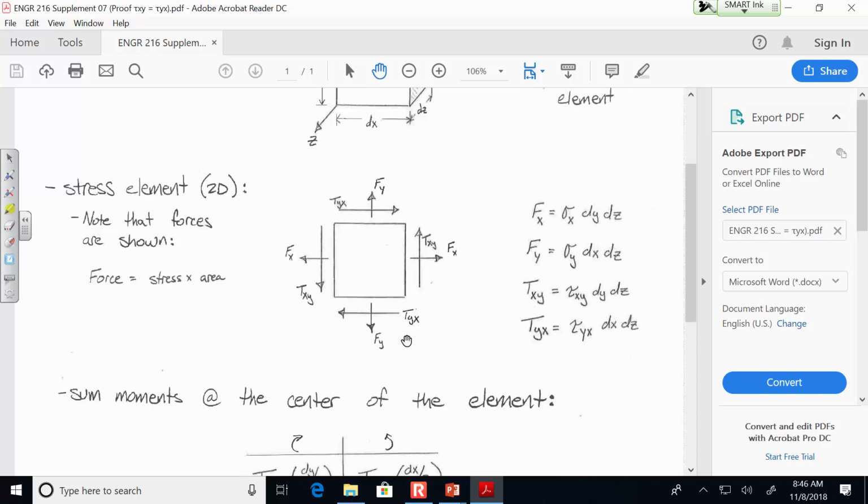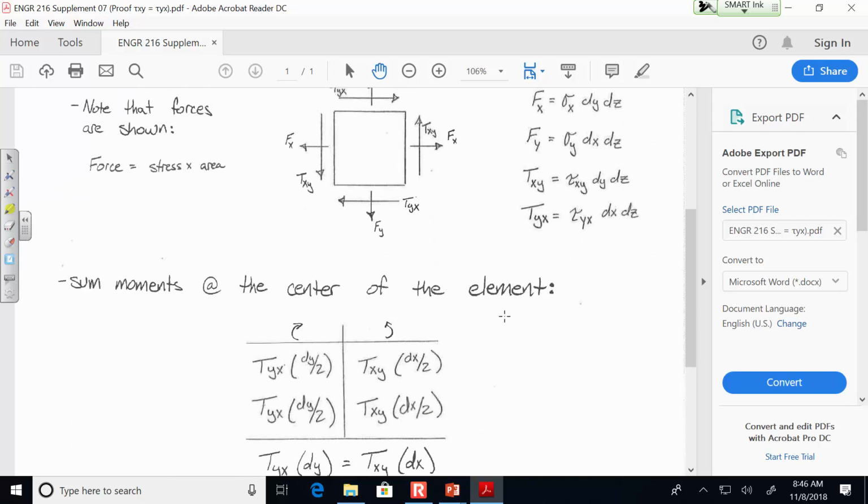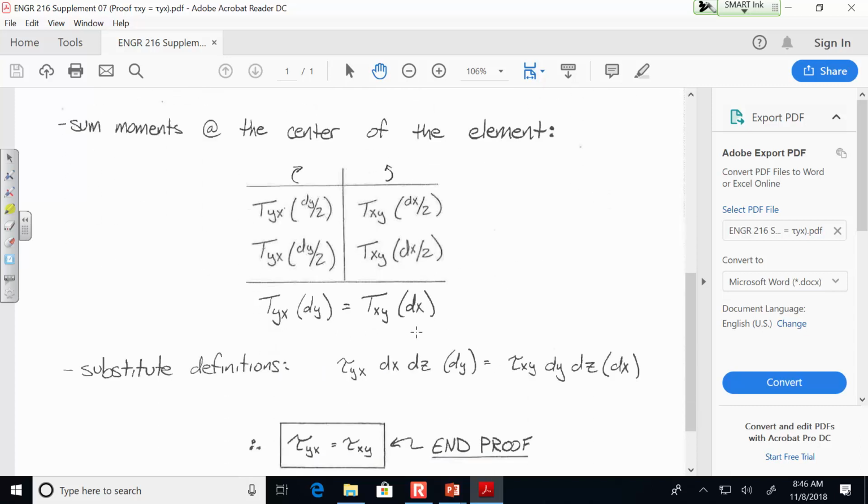The reason why this matters, if you sum moments at the center of the element, and then replace your forces with definitions for stresses, you find that your dx, dy, and dz cancel on both ends, and that your stresses are the same. See, one of the ways that we define stress states is that we tend to refer to them as symmetric.